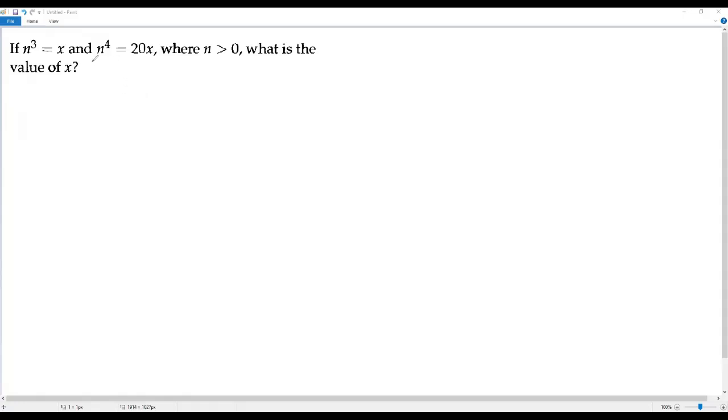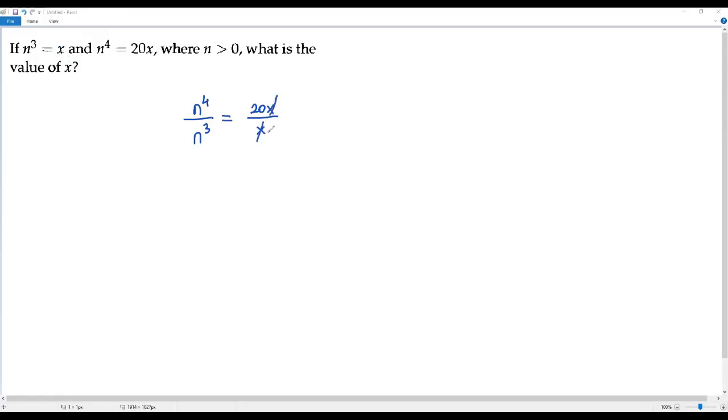Now what I'm going to do is divide the second equation, n to the fourth power equals 20x, by the first equation, n cube equals x. Whenever I divide two equations, I have to divide the stuff on the left side and I have to divide the stuff on the right side. Here I'm going to divide the stuff on the left side in the second equation by the stuff on the left side in the first equation. Then I'm getting n to the fourth power divided by n cube. The same thing we have to do on the right side as well. That is, the stuff on the right side, 20x, has to be divided by the stuff on the right side in the first equation, that is x.